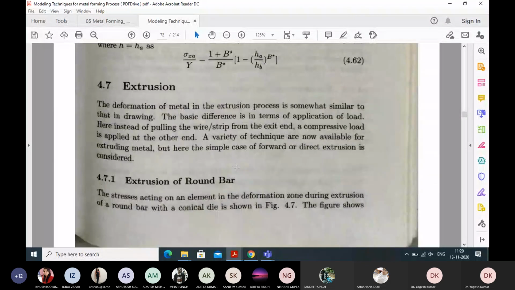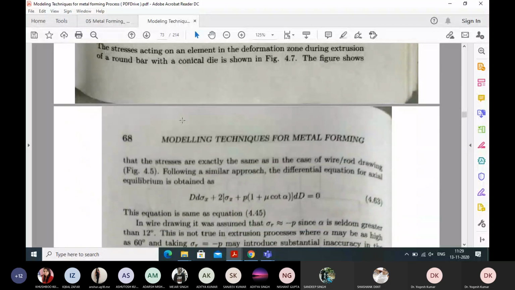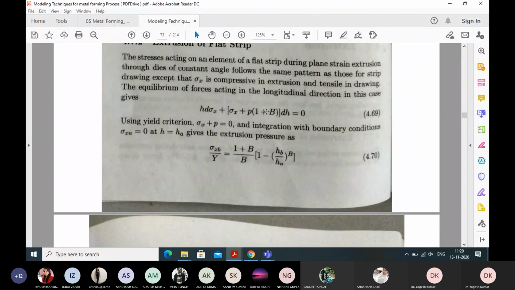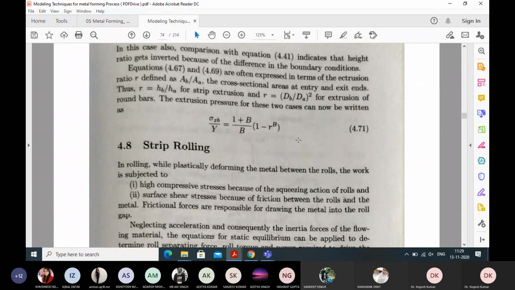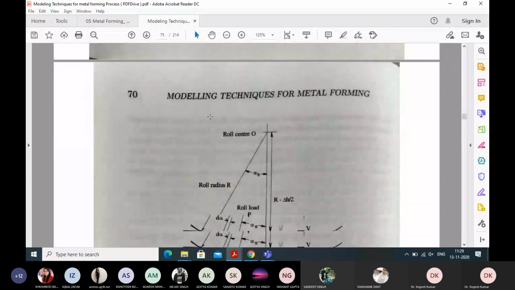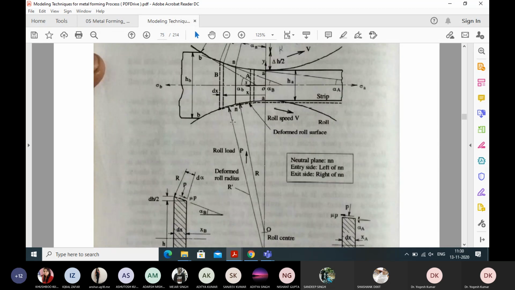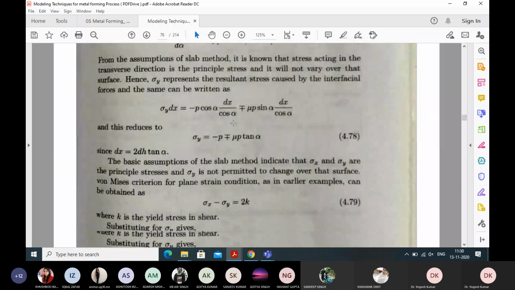So you can go for modeling of the extrusion process, then extrusion of flat strip using the slab method. Okay, then for strip rolling, again here also you can see one small strip is taken, and in all methods, all processes, what we are doing is simply force equilibrium in x direction and y direction.